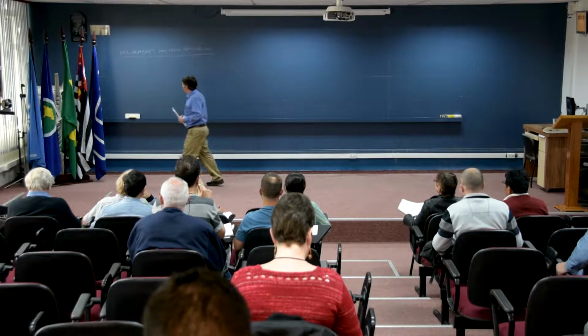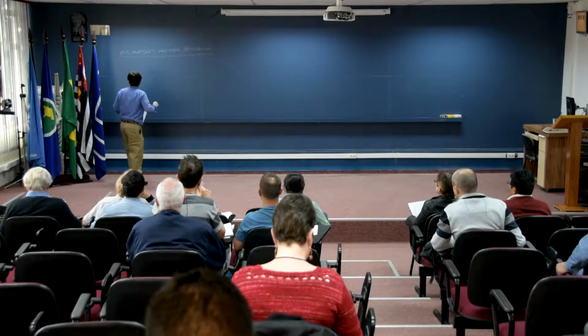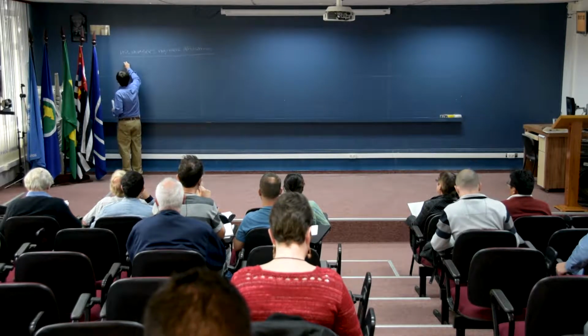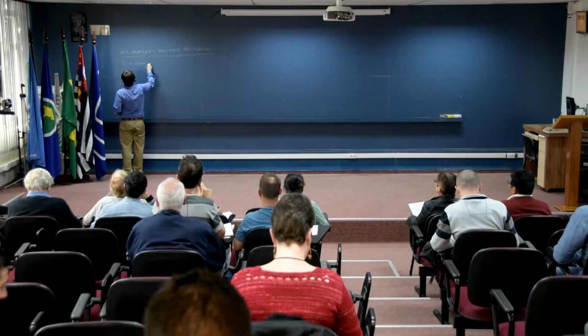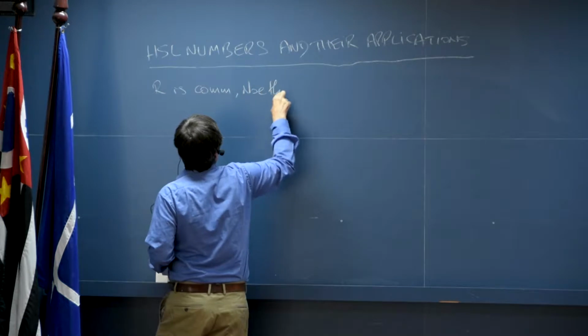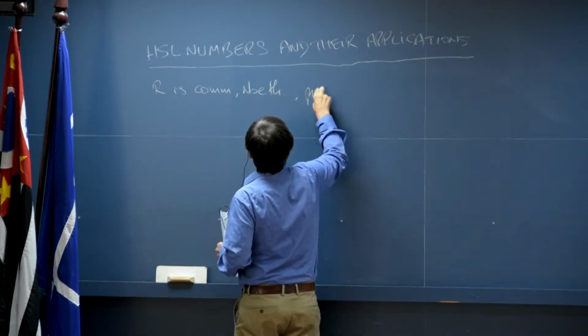So I'm going to be talking about HSL numbers, and these are going to be invariants that are defined in characteristic P. So let's agree that from now on, whenever you see a ring, it's going to be commutative, Noetherian, and prime characteristic P.